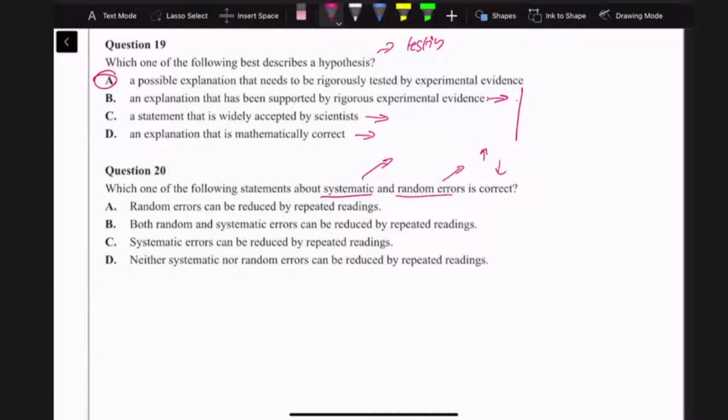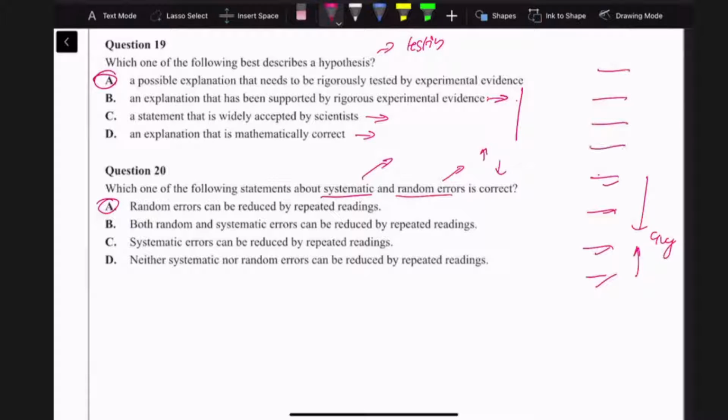So random errors can be reduced by repeated readings. Yes, that's true, because once you get the average of a bunch of readings, then it lowers the effect of a random error. So both random and systematic errors can be reduced by repeated reading. That's not true, because systematic errors occur in every reading. So even if you get the average of all the readings, since each of them still has an error, then the average will also be an error.